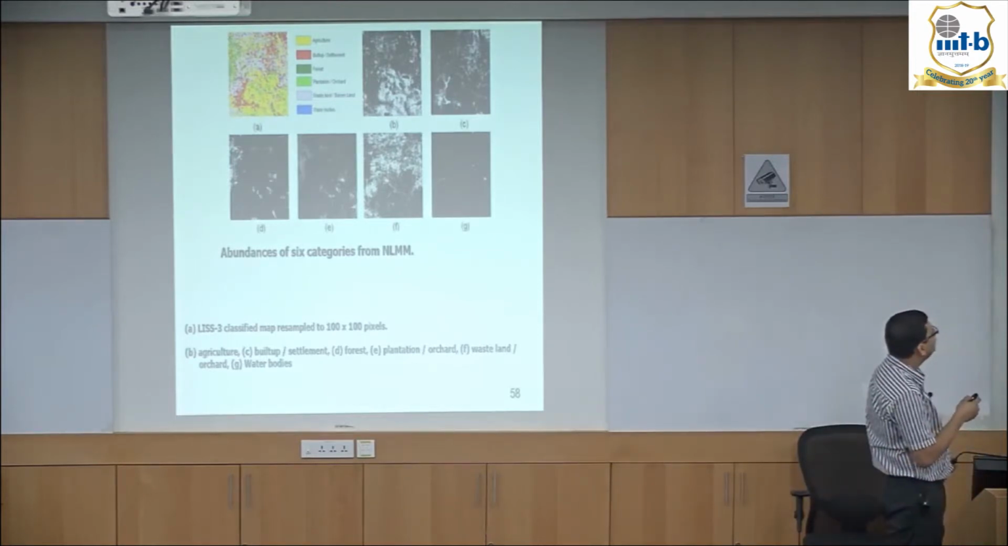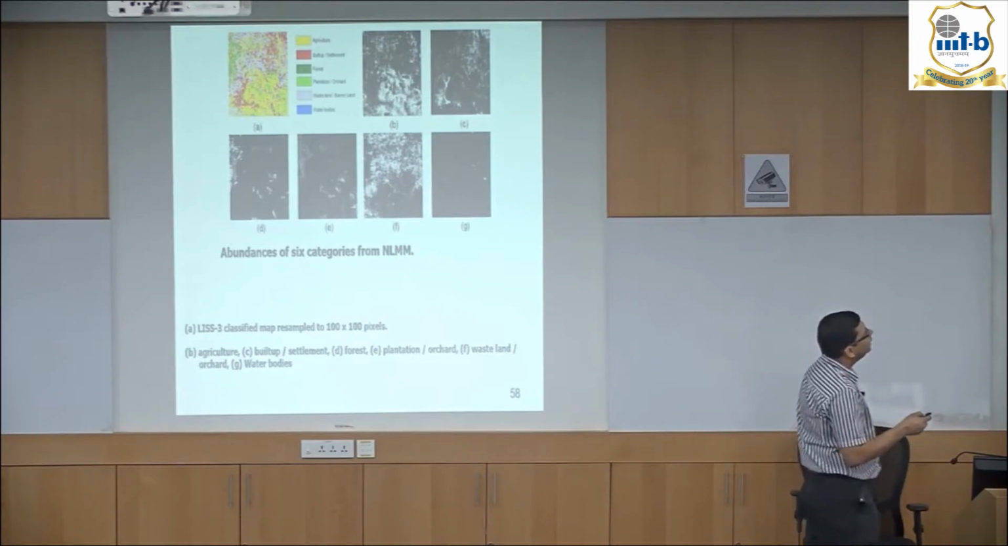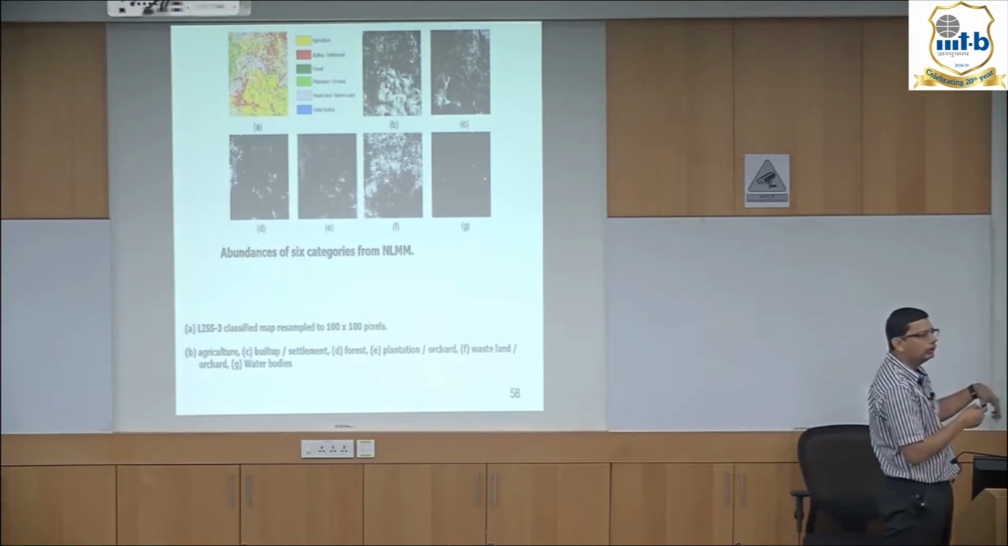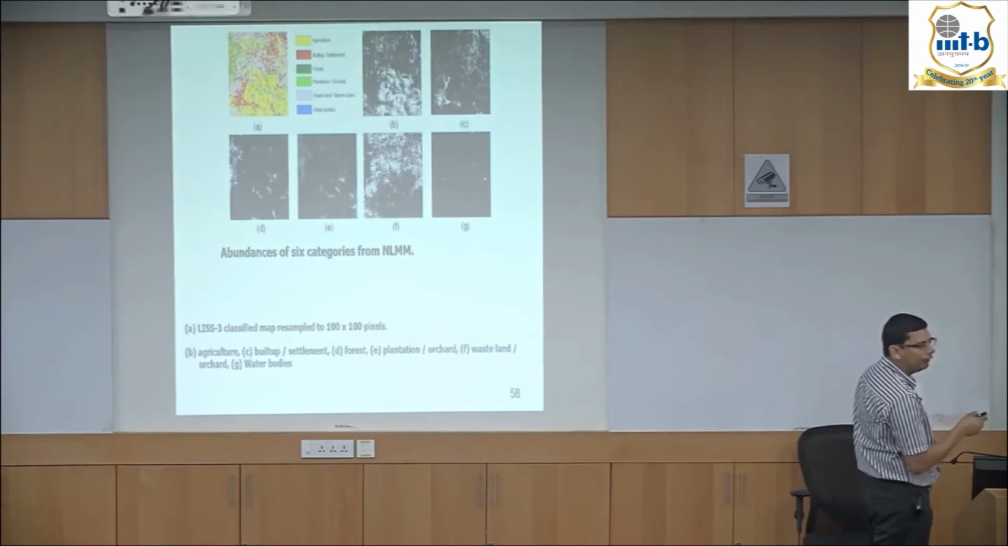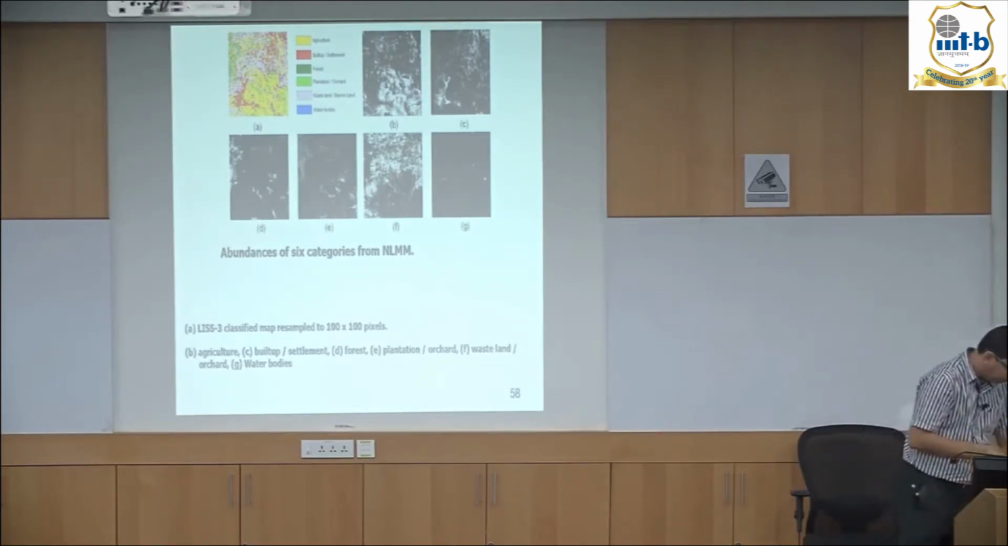So this is again the same image of Kolar district, with Chikballapur town here and Nandi Hill forest here, and we divided it into six categories: agriculture. You can see that this town, Chikballapur, is mostly dominated by agriculture and wasteland. There are very few water bodies. And this is the city area, and this is the Nandi Hill forest, plantation, and the water bodies.